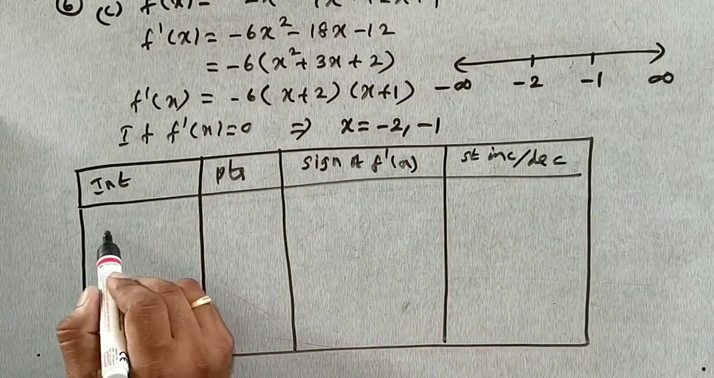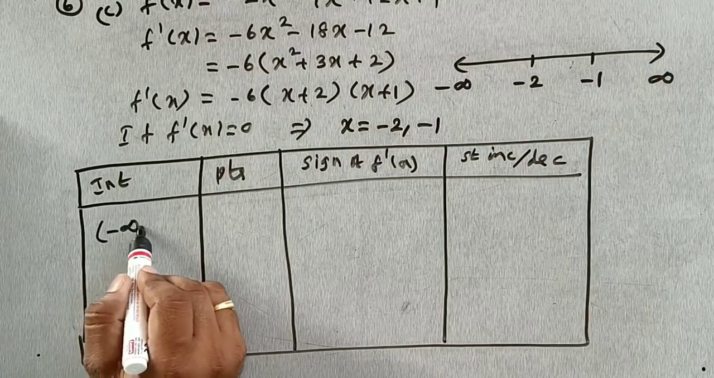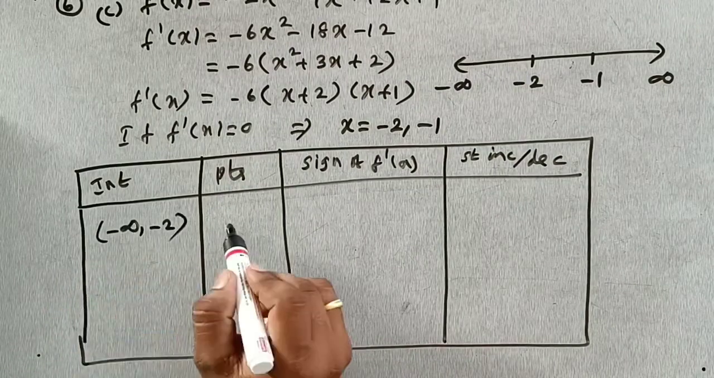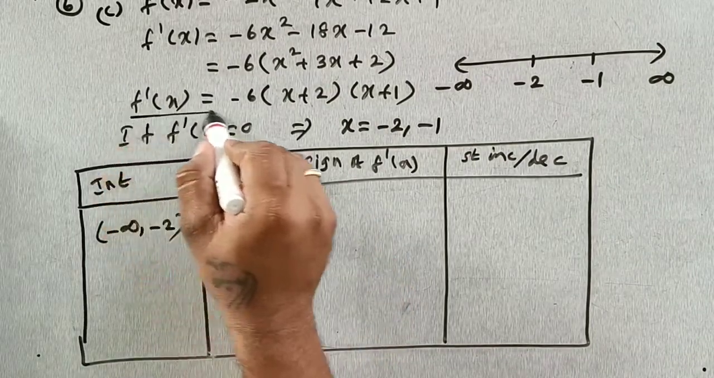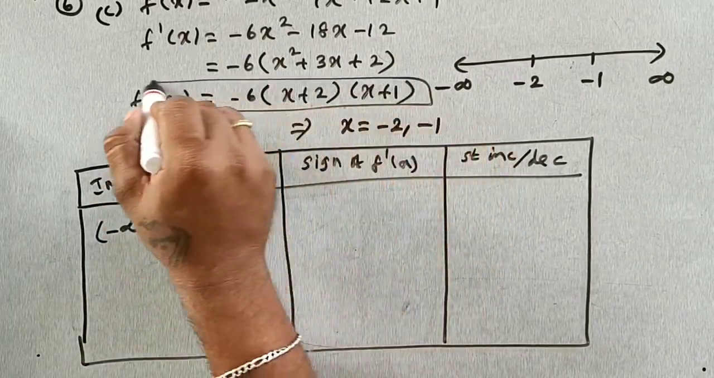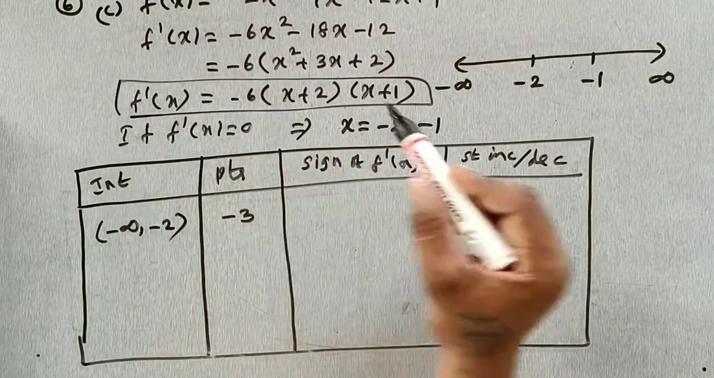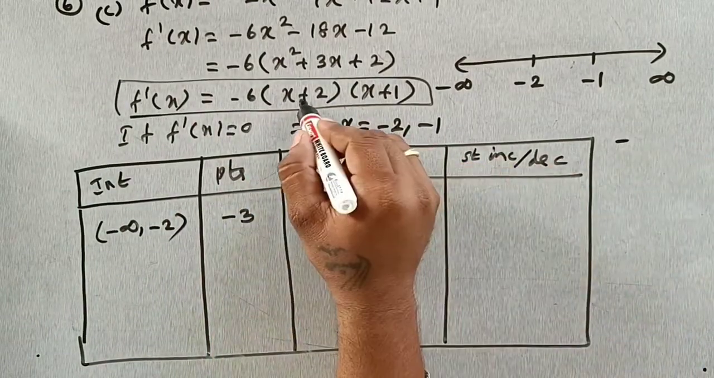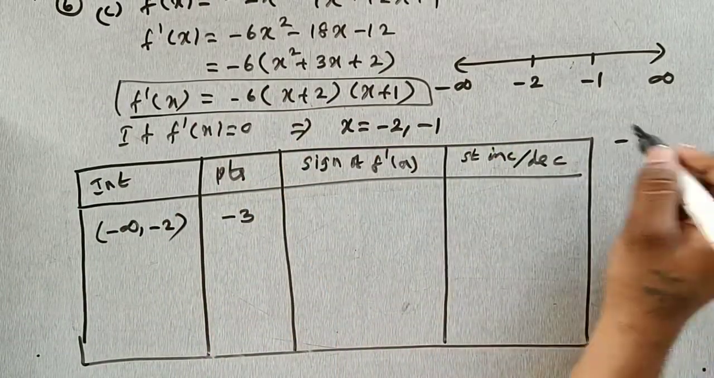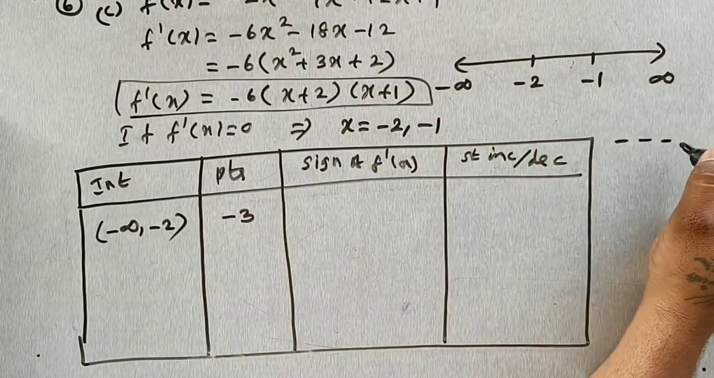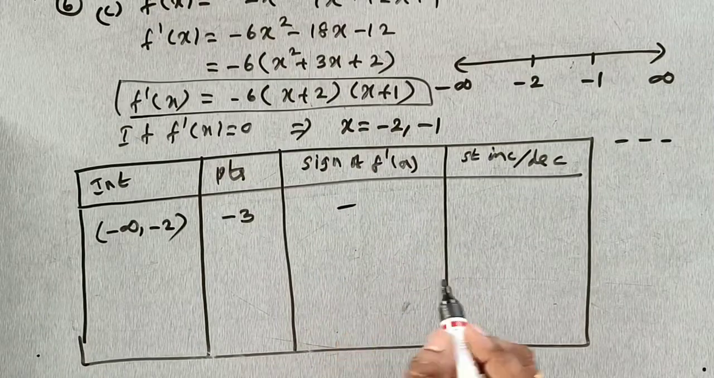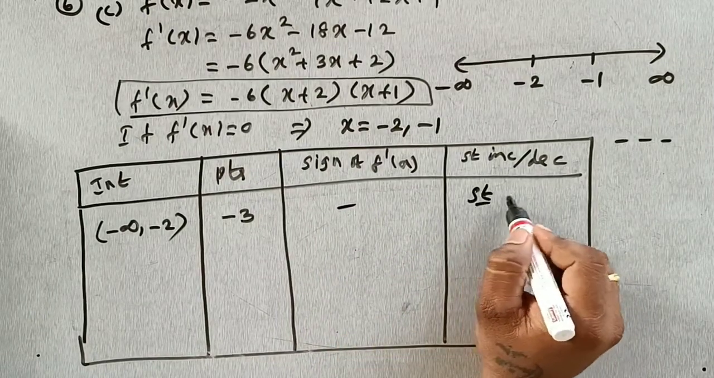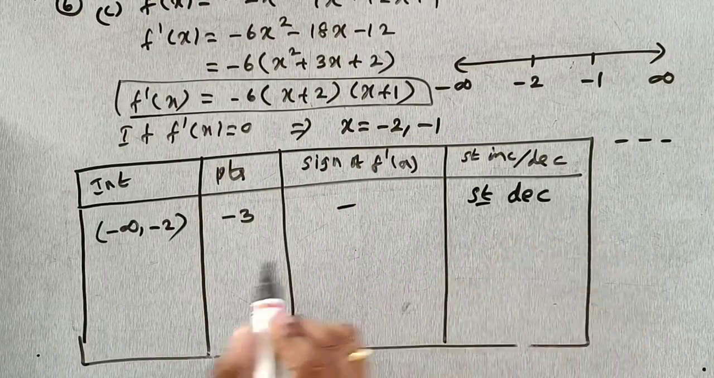So what is the first interval? The first interval is minus infinity to minus 2. I can take minus 3. Substituting minus 3 in f dash of x, we can substitute here. So minus 3 means it's negative. First will be negative. Minus 3 means that also will be negative. Here minus 3 means negative. So negative into negative into negative, we will get negative finally. So we can say strictly decreasing in the interval.